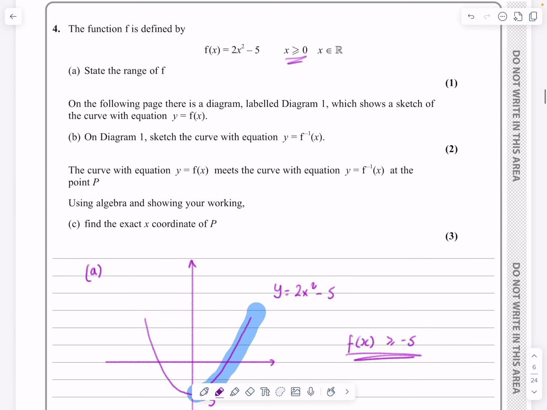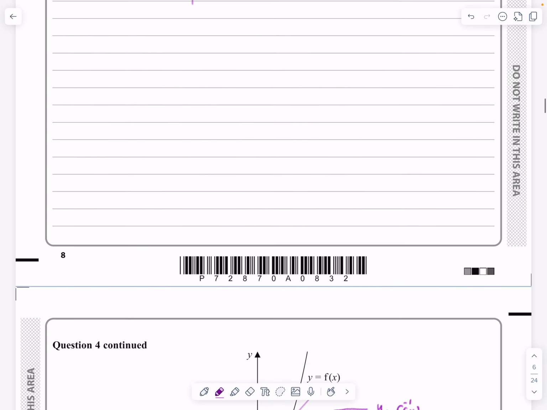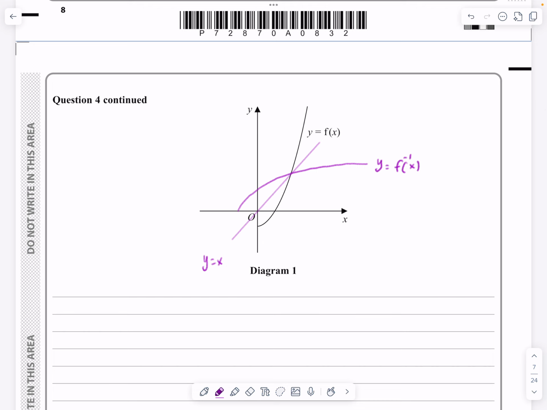Did they ask us to put anything up? No, they haven't said about any specific points on there. They haven't put that on as minus 5, but you could, if you want to, put minus 5 and minus 5 on, but you absolutely do not need to do that.